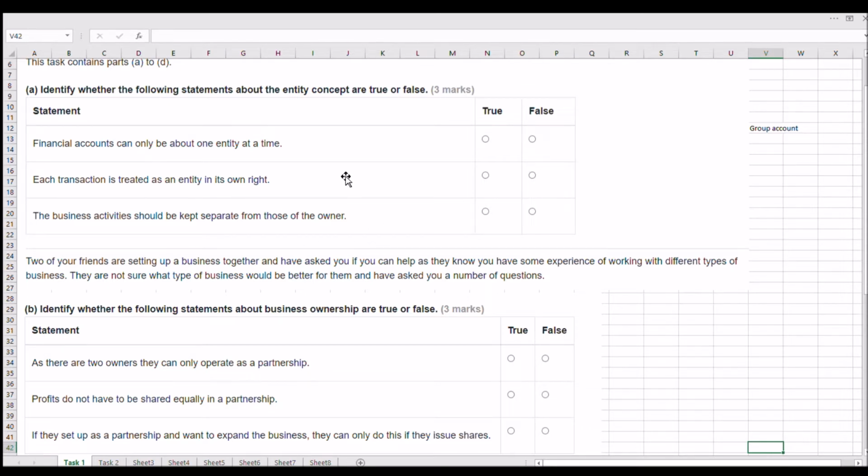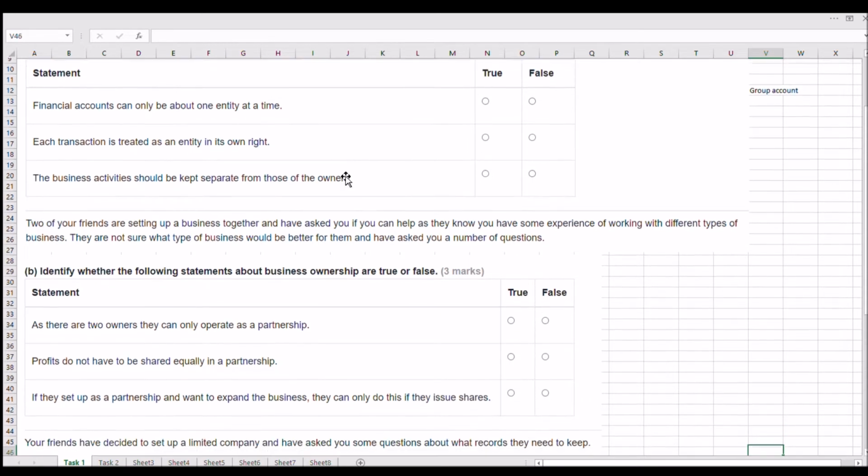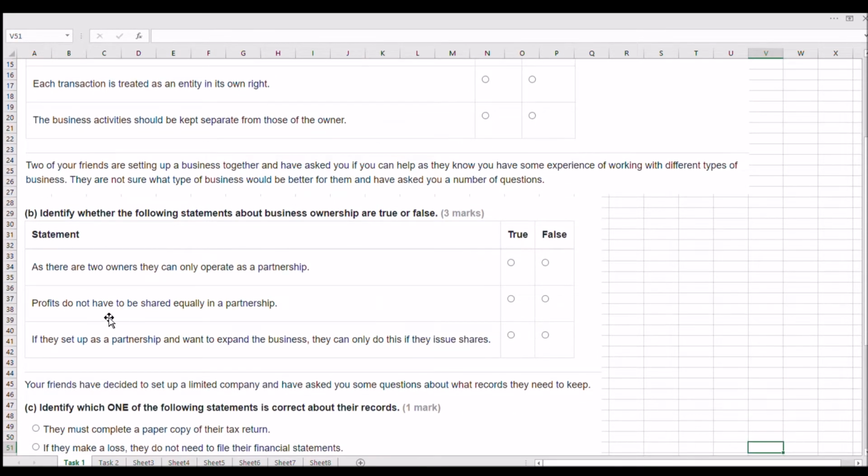Right. Identify whether the following statements about business ownership are true or false. As there are two owners, they can only operate as a partnership. No, they couldn't. That's going to be false. They could be a company with two shareholders. So no, that's false.